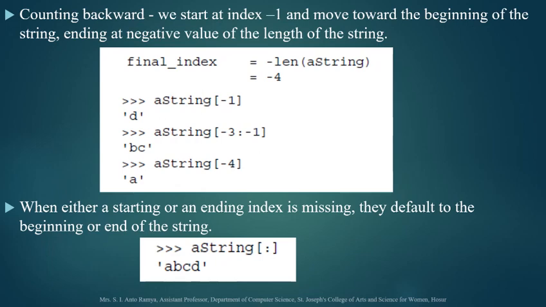So if the starting index as well as the ending index is not given, as you can see in this example, A string of open bracket and close bracket, a colon is there, but the beginning and the end value is not given. So by default the interpreter can automatically accept either from the beginning or from the end of the particular string.